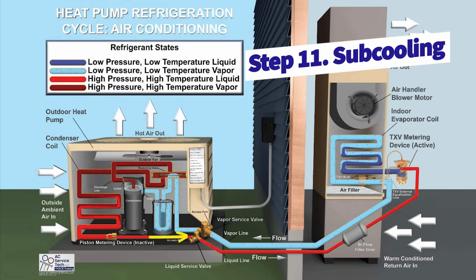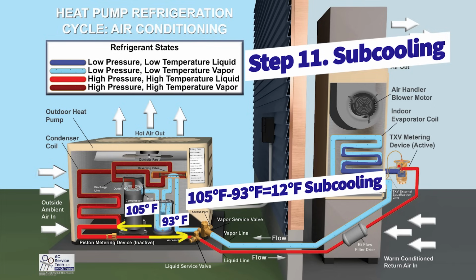So the temperature decrease between where the refrigerant turns into the fully liquid state in the condenser coil and where it comes out of the liquid line service valve, that is referred to as subcooling when we're checking the refrigerant charge during air conditioning mode of an air conditioning unit or a heat pump. And so in this case, let's just say it was 93 degrees at the liquid line service valve. So you have 105 minus 93, and you're left with 12 degrees of subcooling. And so that's really what you want to pay attention to.